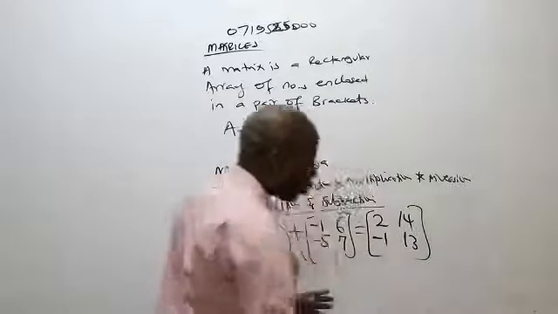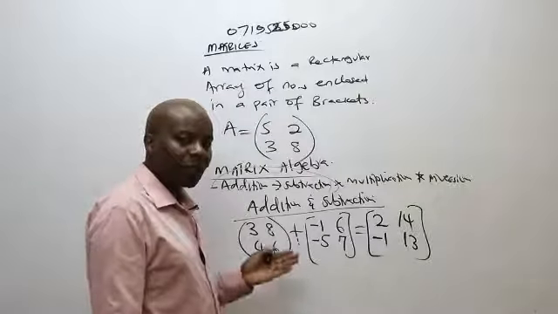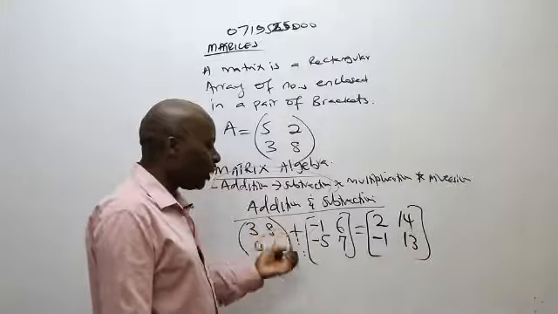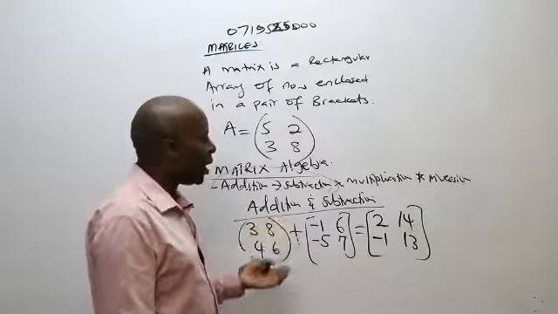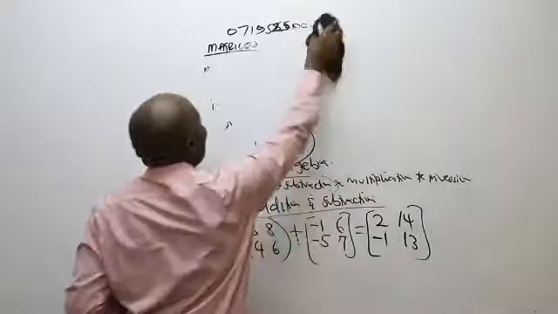The two matrices to be added must be of the same order. And whenever you're adding them up, you normally add corresponding elements.